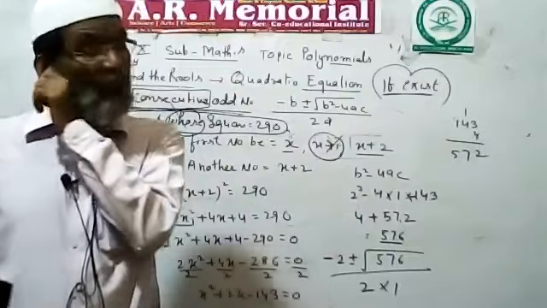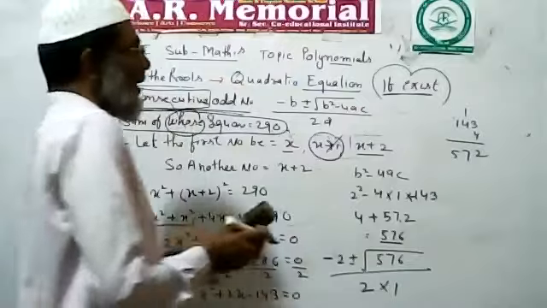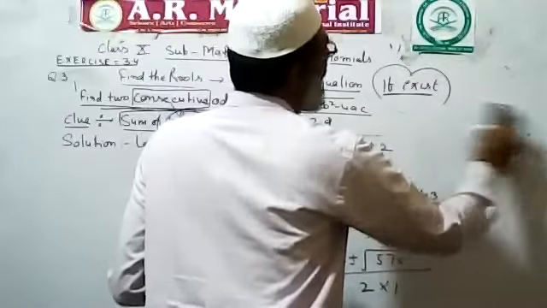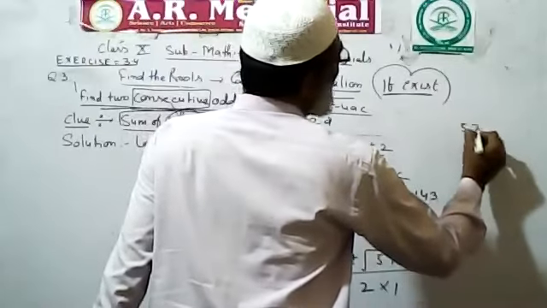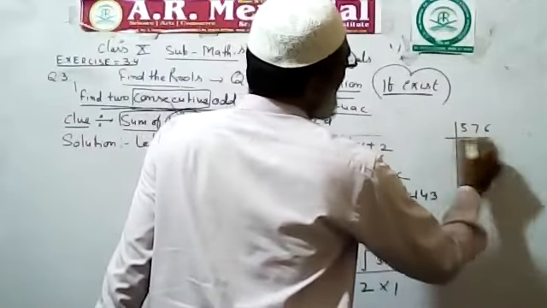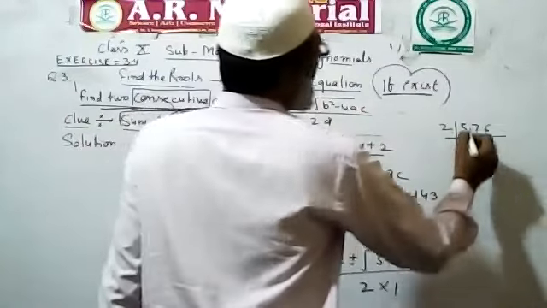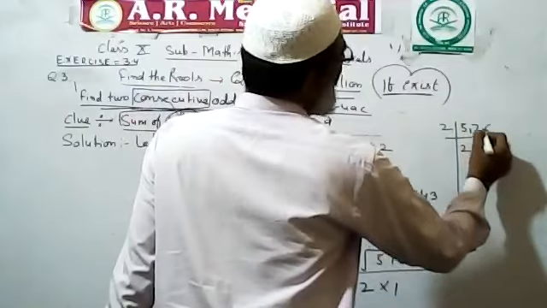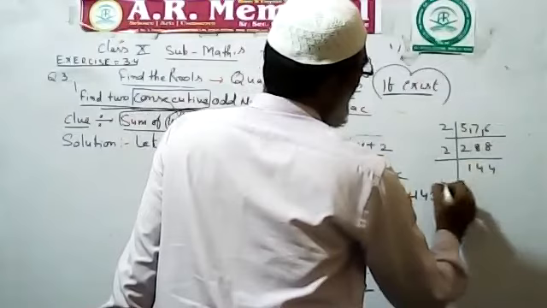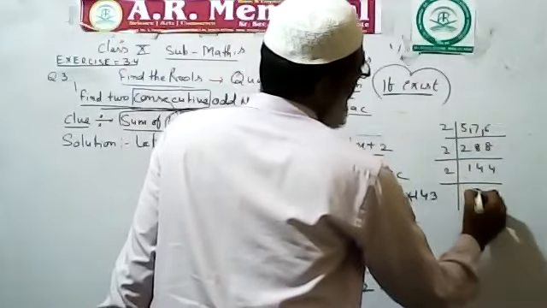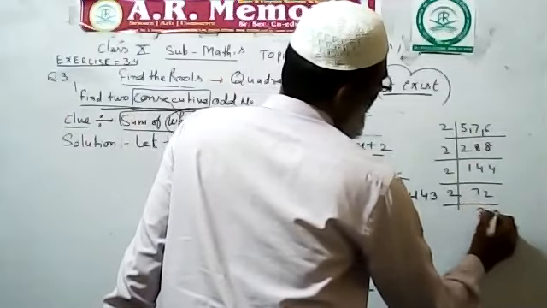Sir, but we have a problem. How can we get the square root of 576? Come with me. What can I do? Factorization method. Come here. 576, this is even. So by 2, 2 2s are 4, 1. Here is the 8, again 8. Again 2, 144. Again 2, 72. Again 2, 36.